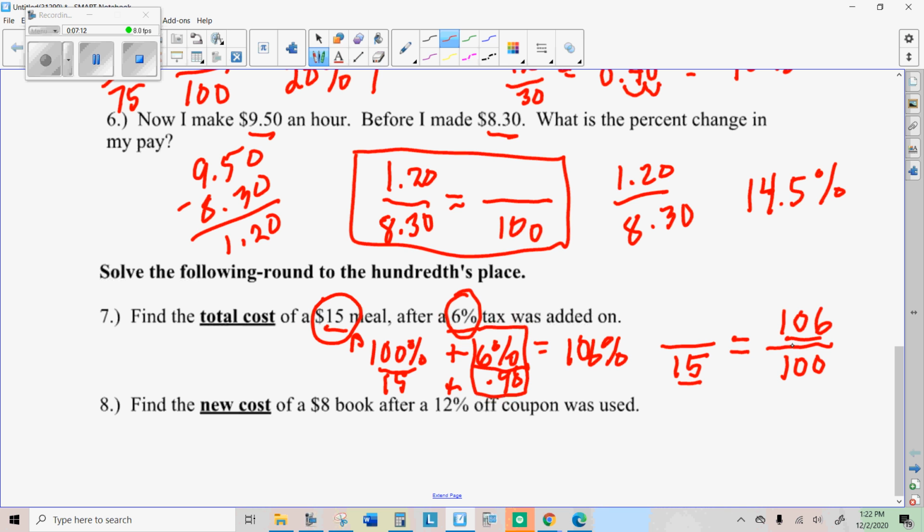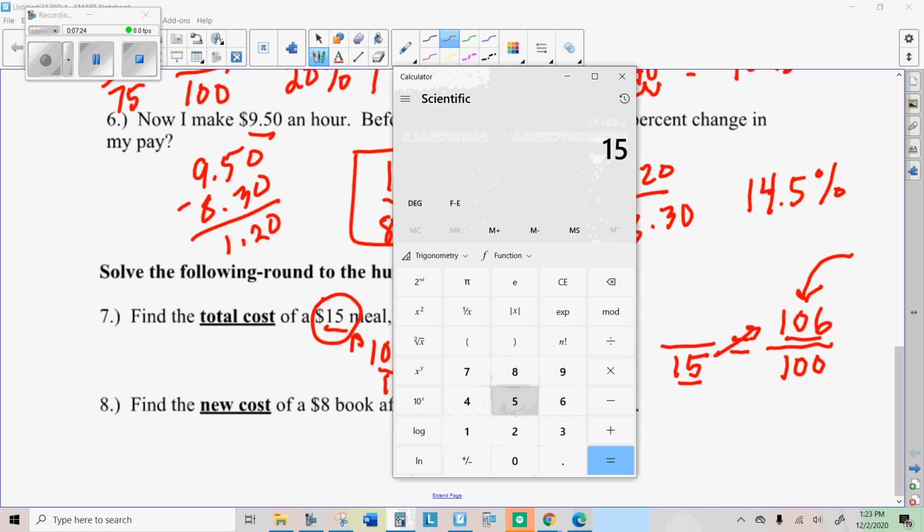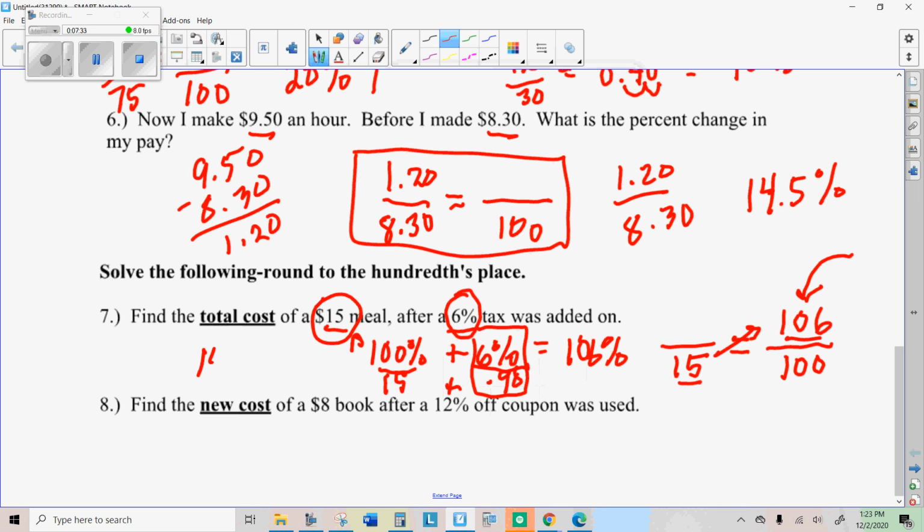Now here's a shortcut I would do on this problem. Since I know the decimal for 106% is 1.06, and I know I need to multiply those two, I'm just going to multiply 15 times 1.06. And that gives me the answer, which is 15.90.